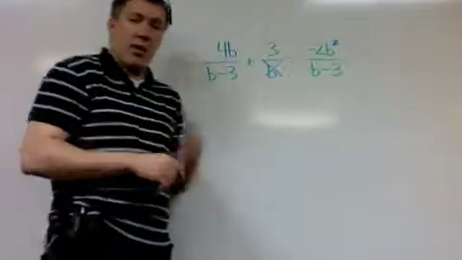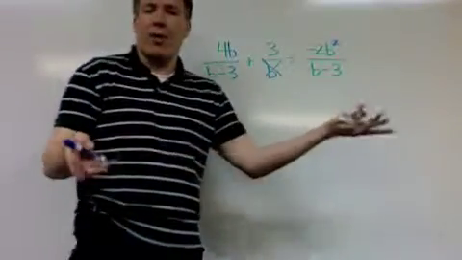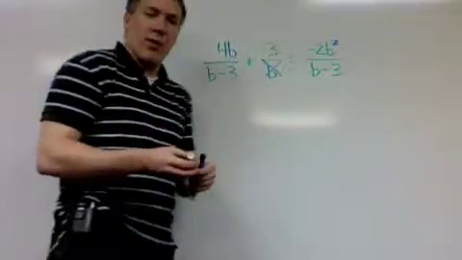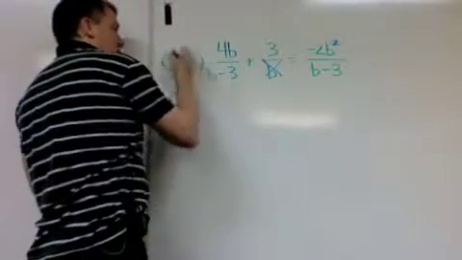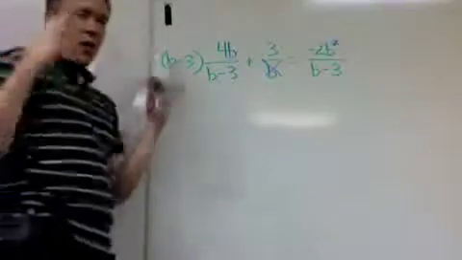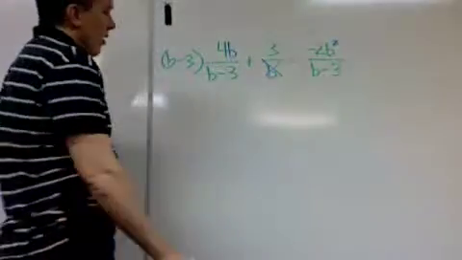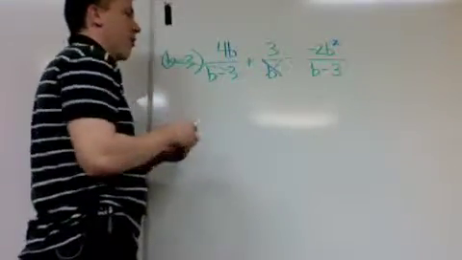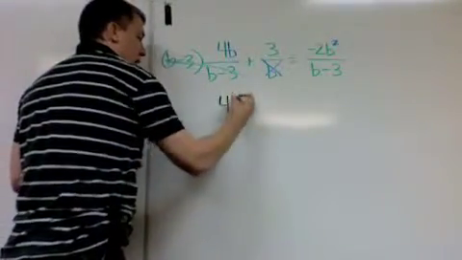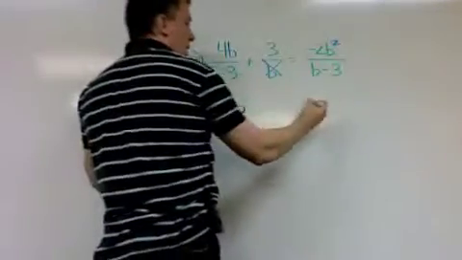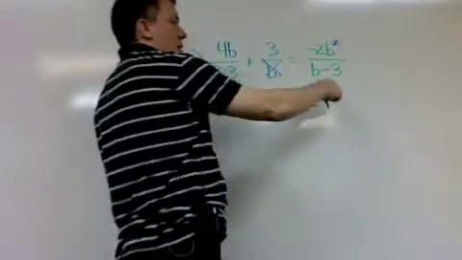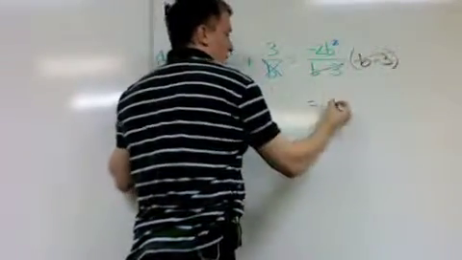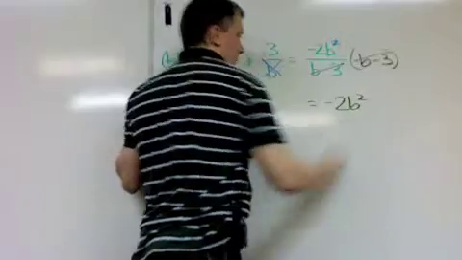So now I need to get rid of the other two. Both of them on the bottom have b minus 3. So I'm going to multiply everything by b minus 3. And when I do this, I mean using parentheses, the whole quantity of b minus 3. And if I do that, well, that cancels. So I'm just left with 4b if I multiply this one by b minus 3. And over on the other side, we'll get to the middle one in a moment. If I multiply this by b minus 3, that also cancels. So I'm just left with negative 2b squared.